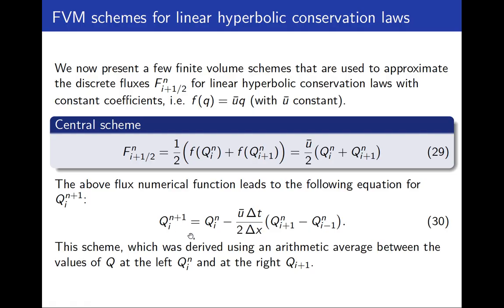And then if you substitute these flux functions into equation 27, you end up with equation 30, which is the equation that allows us to obtain the value of q at cell i, evaluated at time step n plus 1.